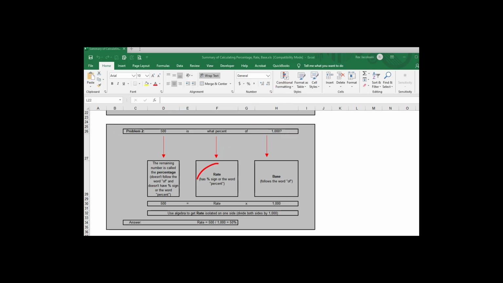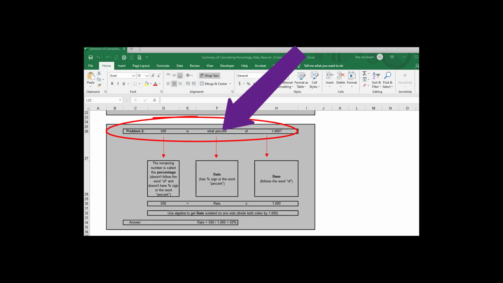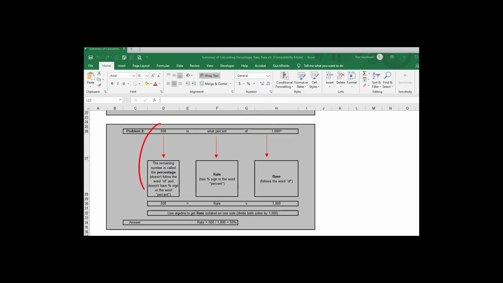So then we move on to the rate because it's the next easiest one to determine. Notice it says the rate has a percentage sign or the word percent. So let's look at the question at the top. 500 is what percent of 1,000? Because it says is what percent and there's no number, then we know that is the number we are trying to find. And then 500 must be the percentage because it's the only one that we have not identified.